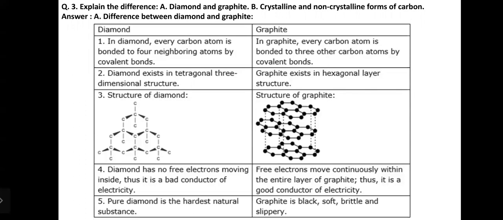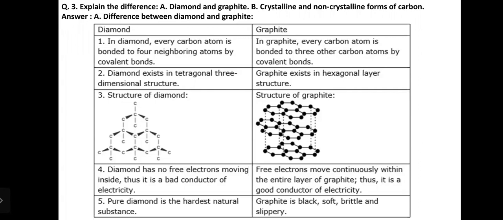Now, in graphite, free electrons move continuously within the entire layer of graphite because it is a good conductor of electricity. Since every carbon atom in graphite is bonded to only 3 other carbon atoms, one electron is always free to move within the graphite. Therefore, those free electrons conduct the electricity. So in diamond, no free electrons are available for conduction, but in graphite, free electrons are available to conduct electricity. Therefore, diamond is a bad conductor and graphite is a good conductor.